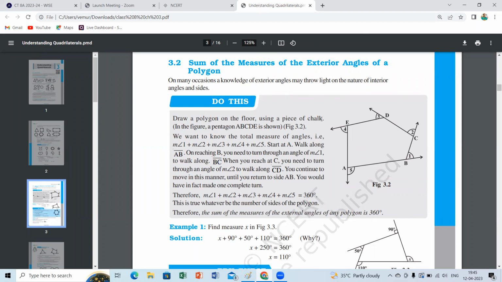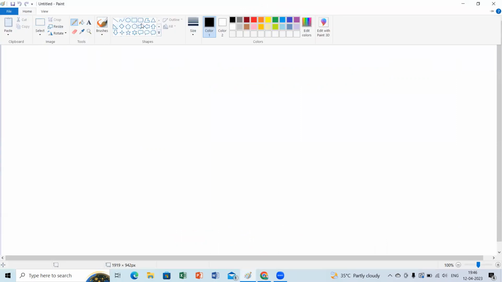Yes, very good. The exterior angles of a polygon, look at the figure. What are the exterior angles here? 1, 2, 3, 4, 5. If you sum them up, it should equal 360. This is a pentagon, a five-sided polygon. Suppose you take an octagon, the exterior angles of all 8 sides should also equal 360.